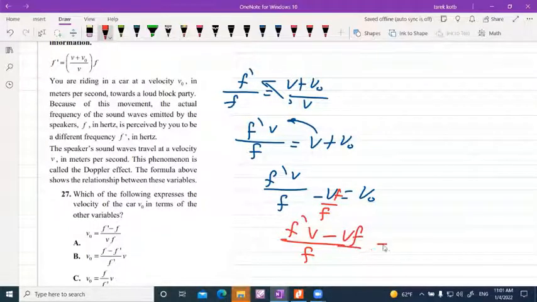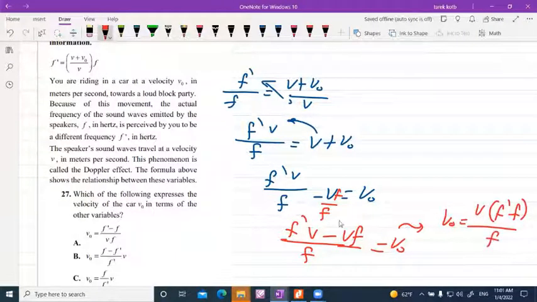Okay, and you can take the V common factor. If you take the V common factor, it will be VO equals V F dash minus F over F, and this will be number, we'll see. Yes, number D.